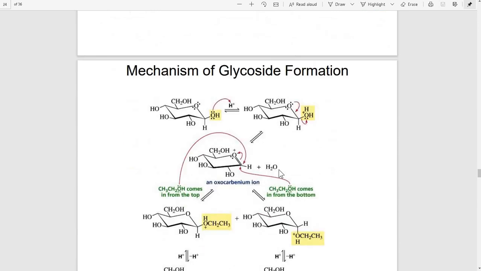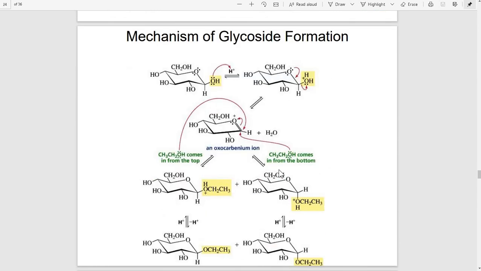Now see the mechanism of glucoside formation. In this we are taking the cyclic structure of glucose. The lone pair of oxygen of this anomeric OH abstracts a proton and carries a positive charge. Then this lone pair is the driving force for the removal of water. This lone pair is shifted over here, the water gets removed, and we get an oxocarbenium ion.